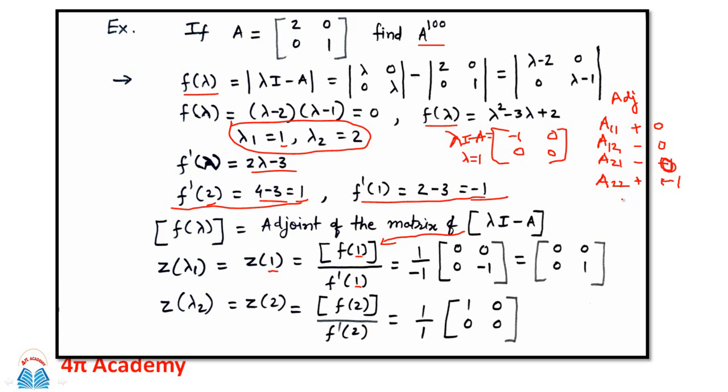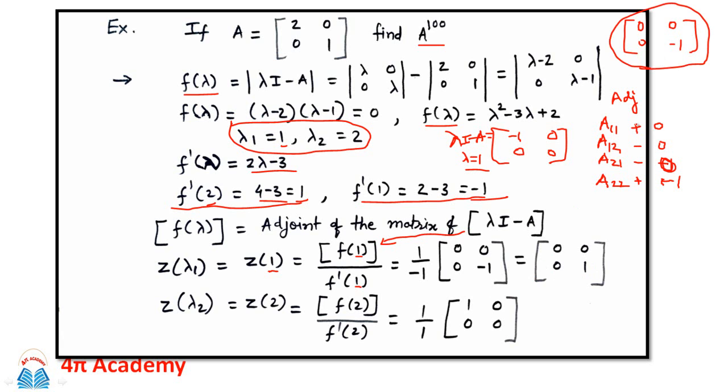So now the matrix of cofactors of lambda I minus A for lambda equal to 1 becomes 0, 0, 0 and minus 1. So this is the matrix of cofactors of this matrix. Then in order to find the adjoint, you have to take the transpose. Even if you take the transpose of the matrix, the matrix will be the same. So this is our transpose matrix.